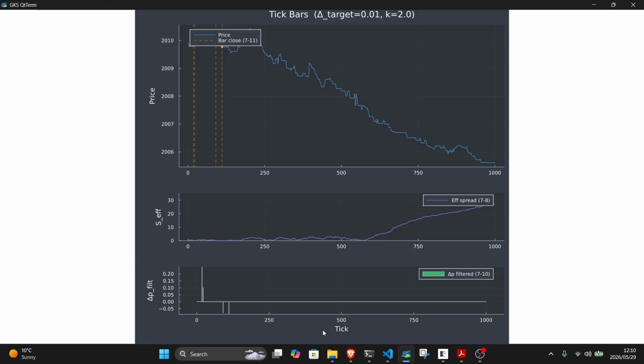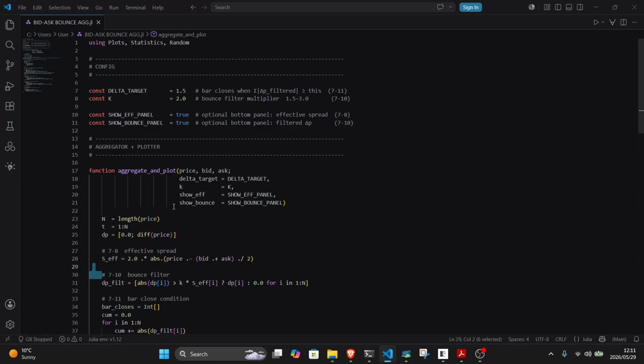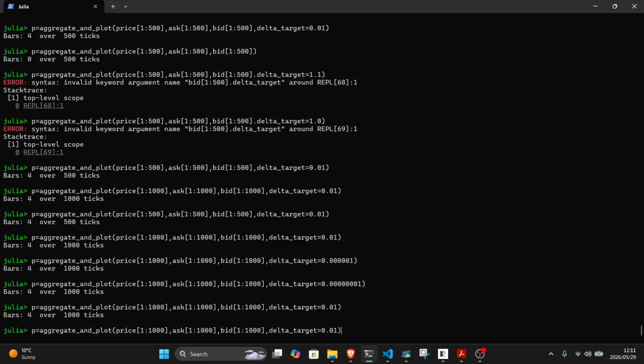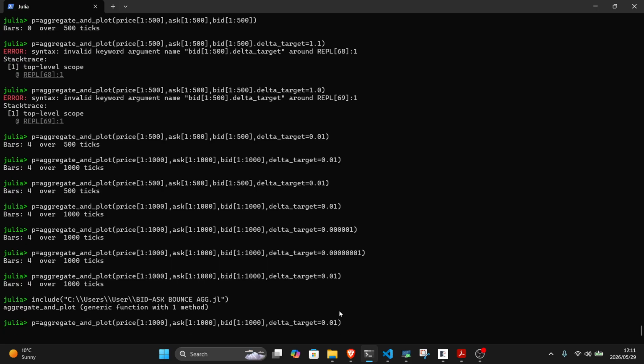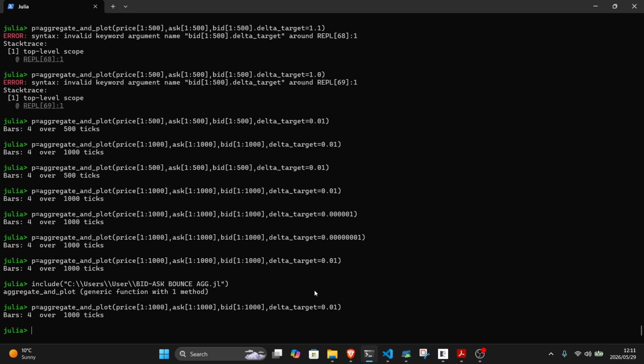Now, what happens when we start adjusting K? Well, let's find out, all right? Let's say K equals 1.5, right? Let me just save this and include it into my REPL. And we still have 4 bars over 1,000 ticks.